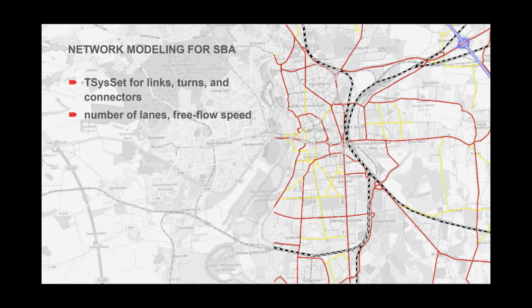Then we also have to set number of lanes and free flow speed. Note that since this is a dynamic assignment, the correct input of number of lanes is much more critical in this case because simulation is less forgiving than the static assignment when you evaluate the results for the assignment.